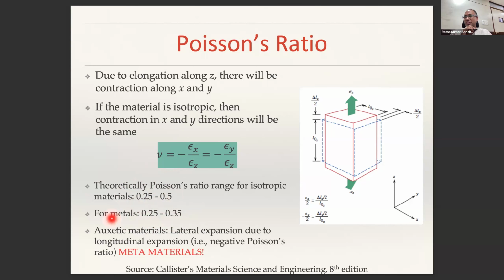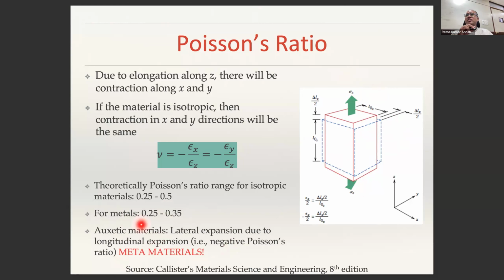Now, with recent advancement in materials, whenever you are pulling a material in the longitudinal direction, what should happen in the lateral direction? There should be contraction in the lateral direction, right? But now we have a new class of materials called auxetic materials. These behave very differently. Normally, if you have a positive strain in the longitudinal direction, in the lateral direction you will have a compressive or negative strain, which means the change in length over the original length will be negative.